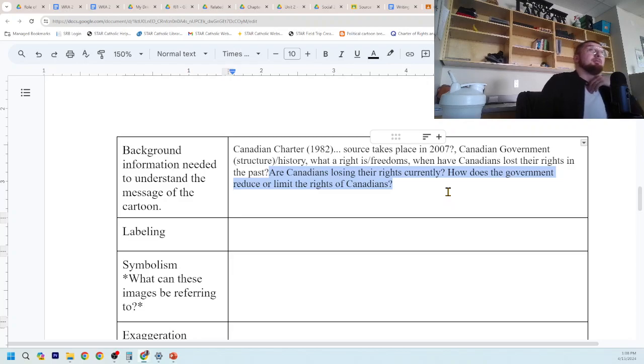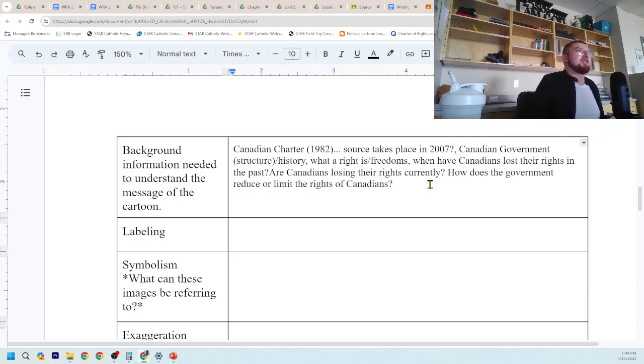In 2007, I was 11 years old. So I was more concerned with Pokemon and Yu-Gi-Oh than I was with Stephen Harper and his government. I'm pretty sure I was born in 1996. Yeah, I was born in 1996. Some of you kids weren't even a concept in 2007.